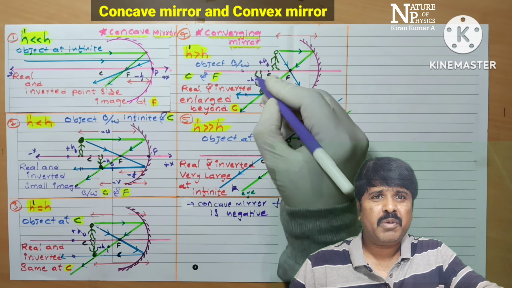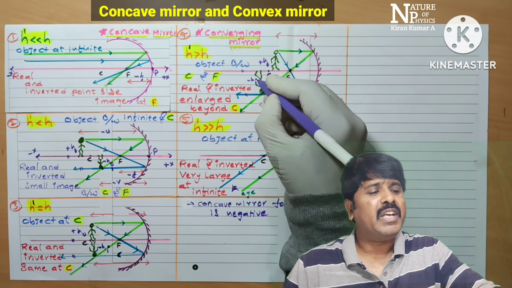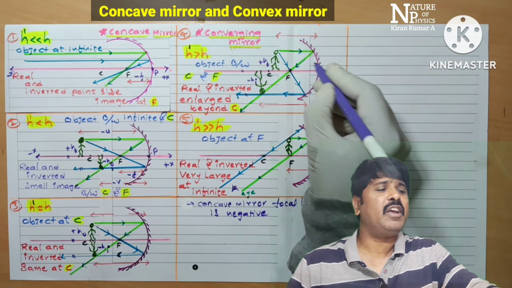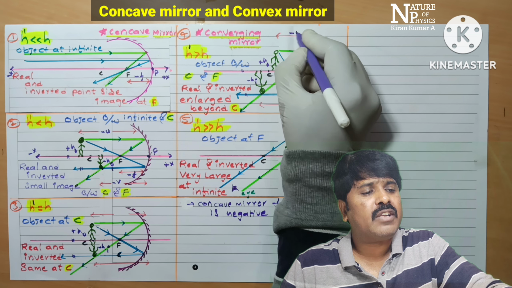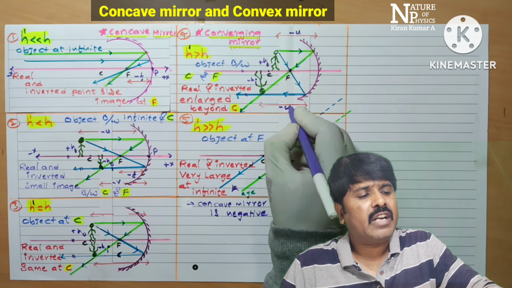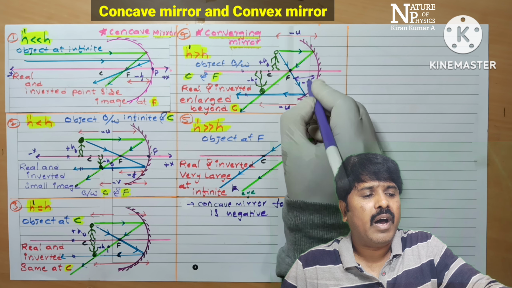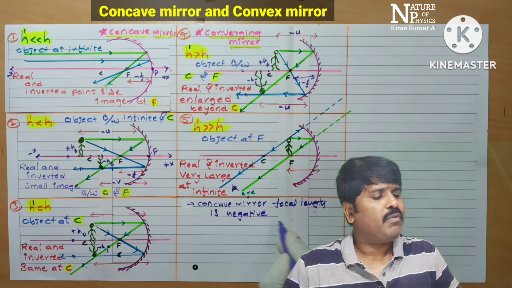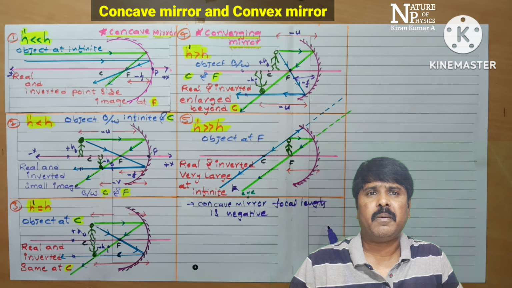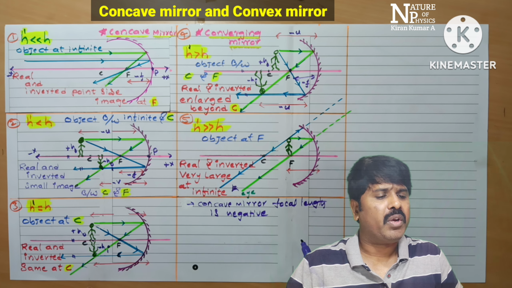Object height above the principal axis is positive, image height below the principal axis is negative, and object distance is also negative, image distance also negative, student. Even the focal length is negative, I already gave you: concave mirror focal length is negative. And next, the fifth diagram I am going to explain.